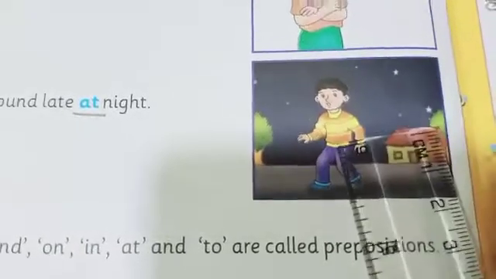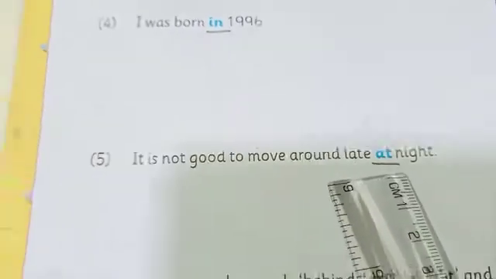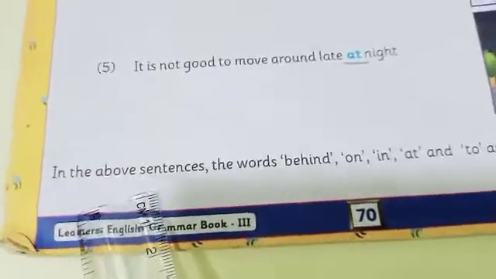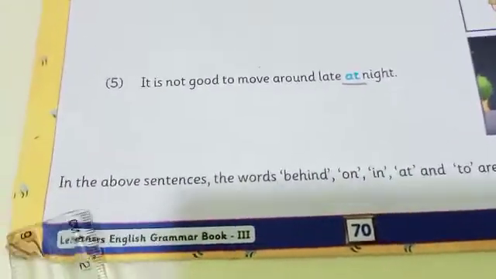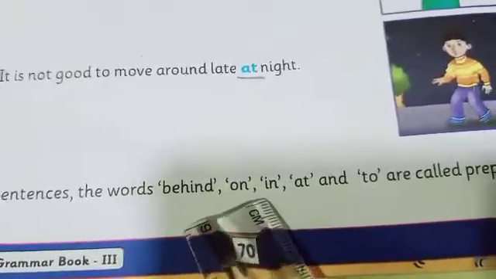So it is very dangerous. So the preposition in this sentence is at. Now there is a note that is given over here. Let us read what it says. In the above sentences, the words behind, on, in, at and to are called prepositions.